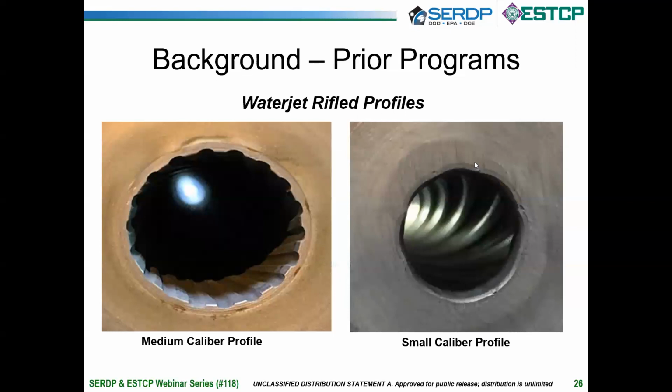This just shows you some of the smaller caliber and medium caliber weapons that we were able to use waterjet rifling for. We fired these barrels. They actually performed, accuracy was better than the conventional barrels that were used with the conventional broaching methods.